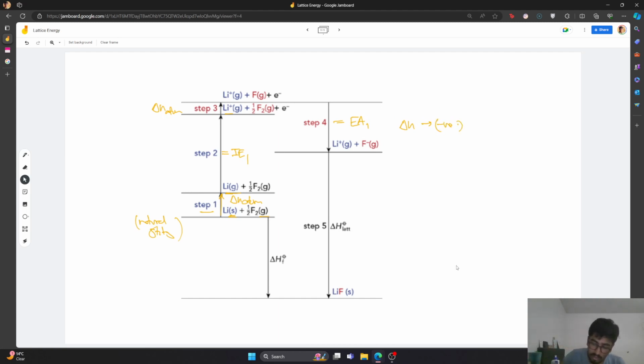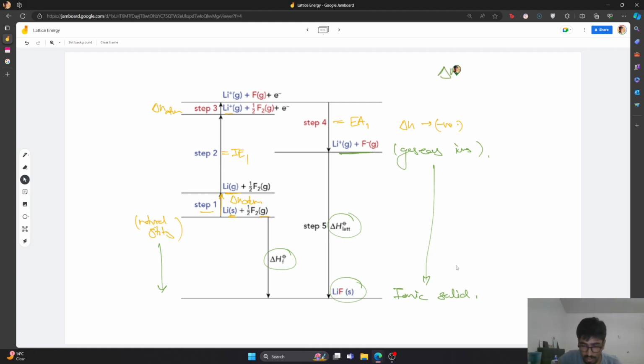And then finally, what you need to do here is to get to this state, which is ionic solid, right? LiF, which is an ionic solid. So what you need to find is the transition from the gaseous ions to this, right? This is the transition that we call H lattice. What you know is natural state to ionic solid, which is H formation, right? And you know all these intermediate steps. So you can see very clearly that delta H lattice is this guy right here. So you can figure that out, right?